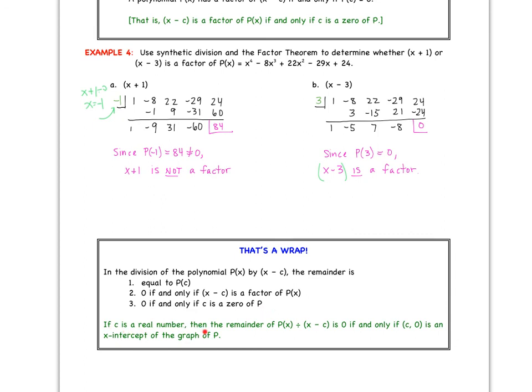So if c is a real number, then the remainder of p of x divided by x minus c is 0 if and only if c comma 0 is an x-intercept of the graph of p. Remember, zeros of a function or zeros of a polynomial is just another way of saying x-intercept.